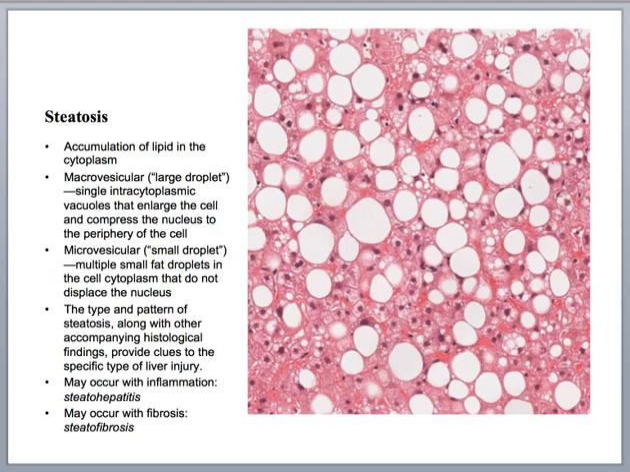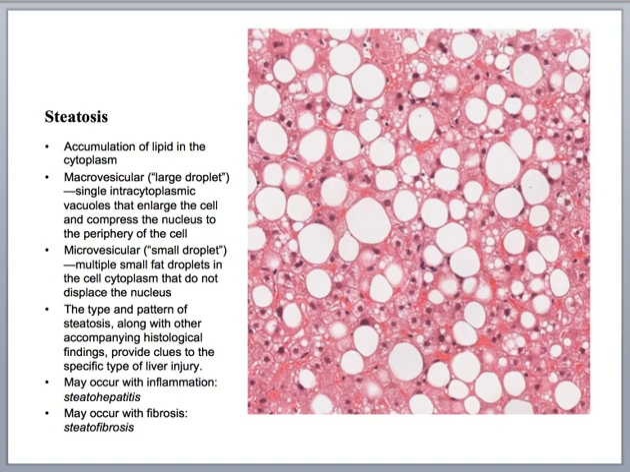So the key histologic feature in fatty liver disease is, of course, fat, or steatosis. This is the accumulation of lipid in the cytoplasm. If you remember, we can identify two different patterns of steatosis. One is macrovesicular and the other microvesicular. And this type and pattern of steatosis, along with a variety of other accompanying histological findings, are what provide clues to the specific type of liver injury.